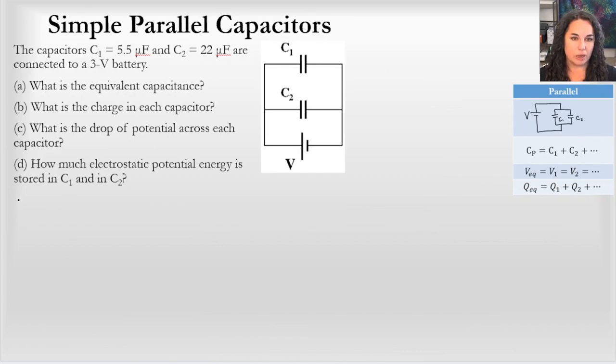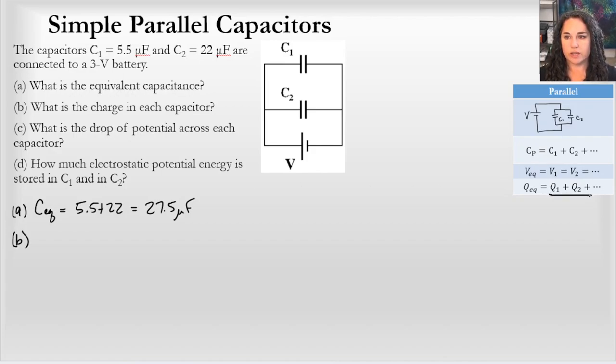What's the equivalent capacitance? Well, we know for parallel, they add together. So C equivalent is going to be 5.5 plus 22, and that is 27.5 microfarads. Done. Pretty easy. What's the charge on each capacitor? Oh, no. Charge, we have to add together, and those are both unknowns. Because Q equivalent, this equation won't help because we have two unknowns.